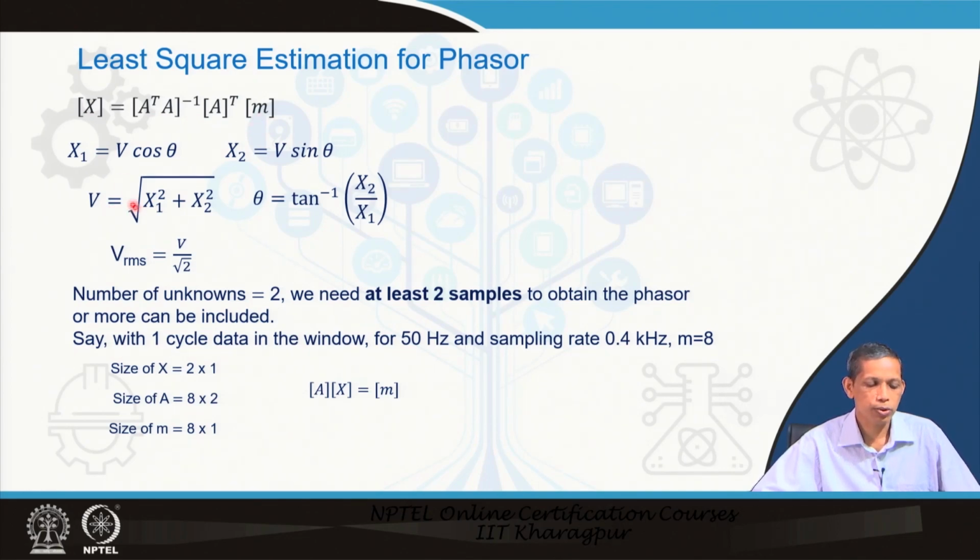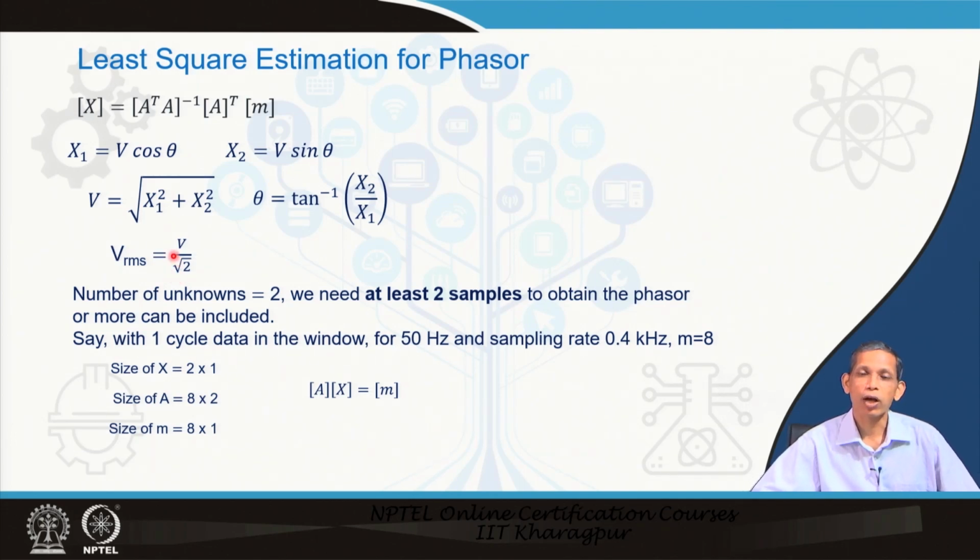So, V can be computed from x1 and x2 as the square root of x1 square plus x2 square. This gives us the peak, and then you can find the RMS value from this peak. For theta, x2 by x1 will be tan theta, so from x2 by x1 you can find the corresponding theta value. Therefore, you can find the phasor to be VRMS with an angle of theta for the corresponding sinusoidal signal.